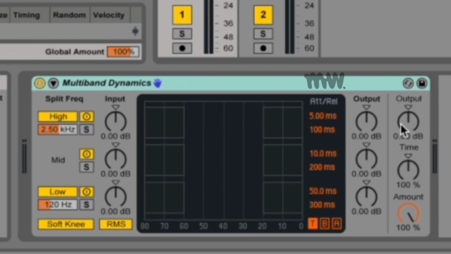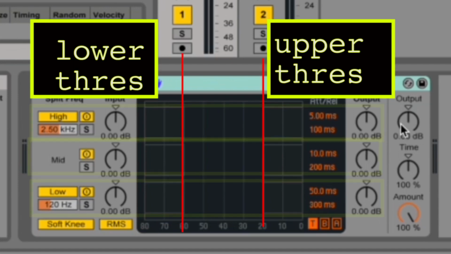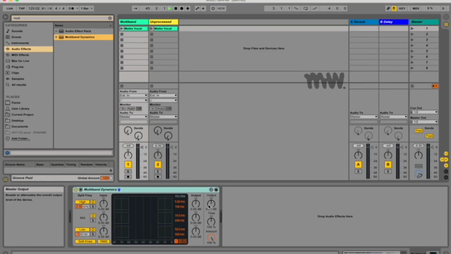Each of these 3 frequency ranges has both an upper and a lower threshold, which allows you to do 2 types of dynamics processing simultaneously on one band, which means you can do, say, upward expansion as well as downward compression on the same frequency band. Okay, so let's repeat that in layman's terms.